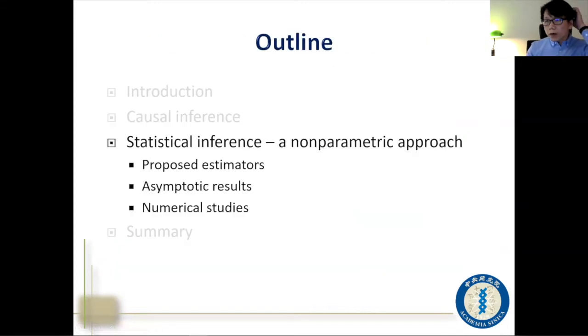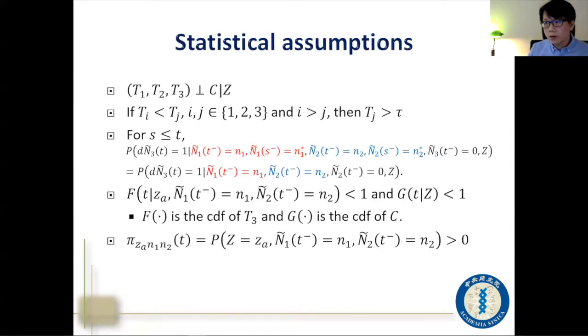So far we have covered causal inference, and next let's talk about statistical inference. We need a couple of statistical assumptions, and most of them are very standard in survival analysis, competing risks analysis, or semicompeting risks analysis, like independent censoring, and that a later event will censor the former event. Those are traditional assumptions. One special assumption is this part.